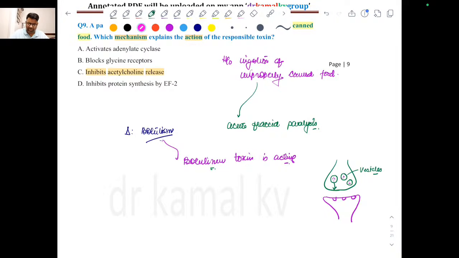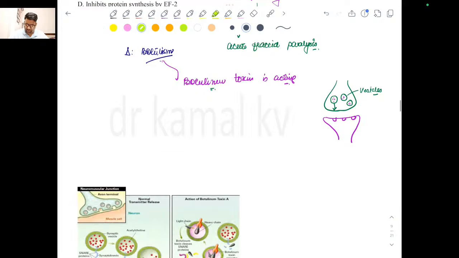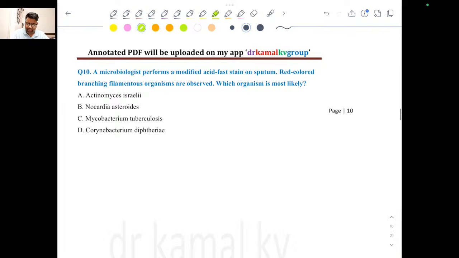Clear? So that's very basic, and one question which has been asked many number of times. So botulinum toxin mechanism of action: it inhibits release of acetylcholine at the synapse. Moving forward to next question.